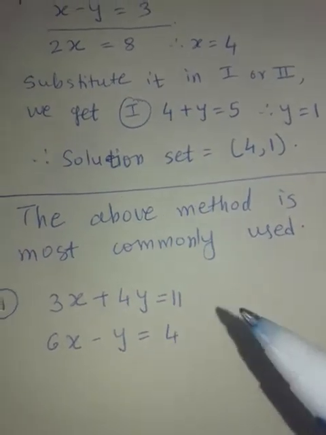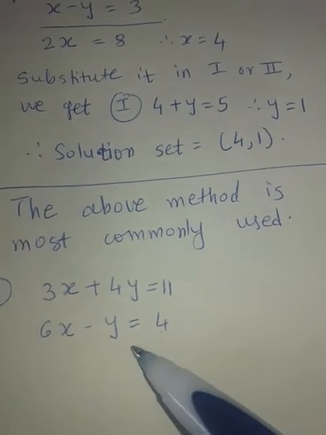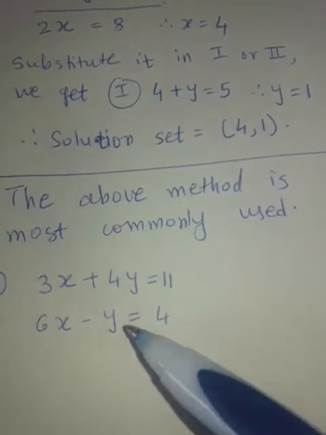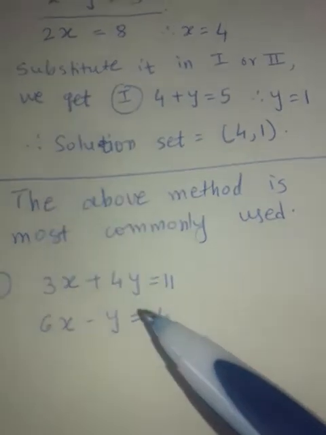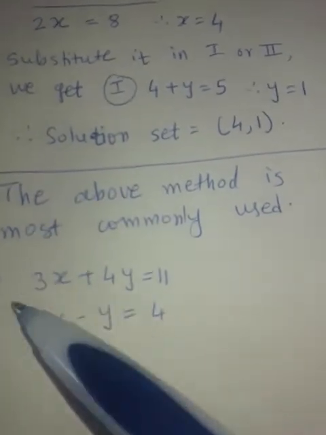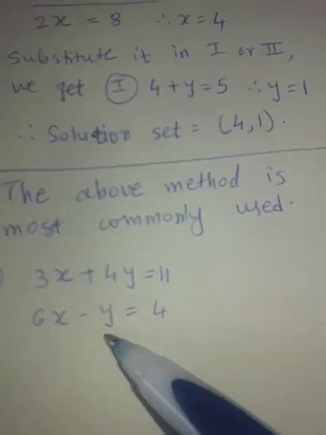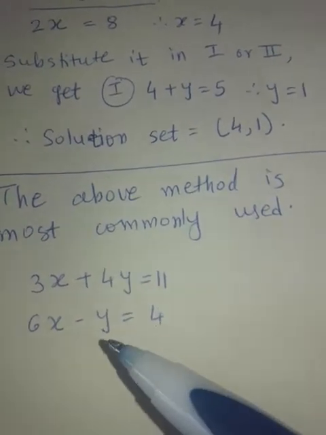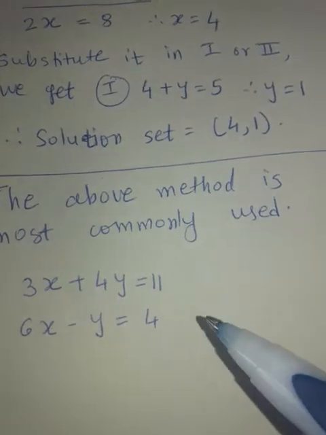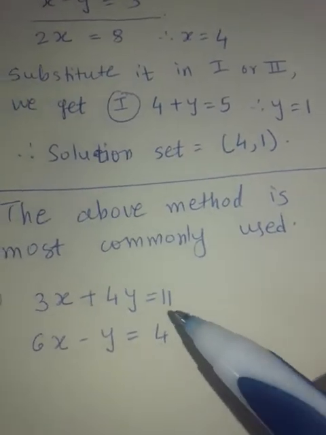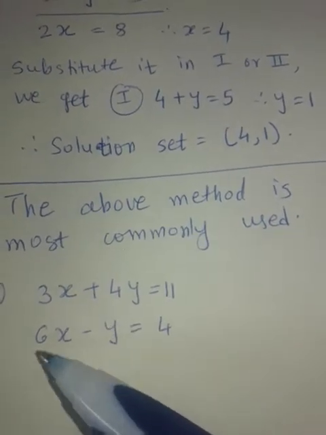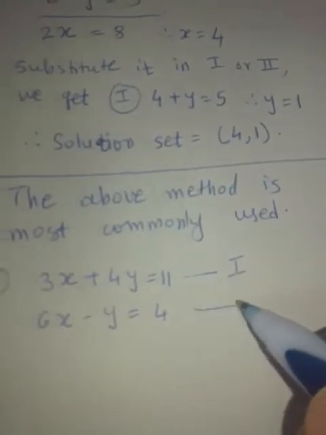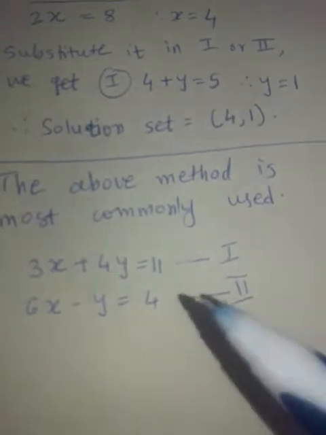3x plus 4y is equal to 11. 6x minus y is equal to 4. Now if I add or subtract them, y or x won't be eliminated, because if I add, this will be 4y minus y, that will be 3y. 3x plus 6x, it will be 9x. So adding, subtracting is not going to help us. So what I am going to do, I am going to change their coefficients. So let me call this equation 1 and this equation 2.